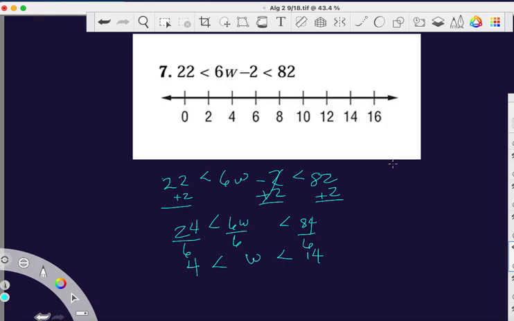Open or closed circles? Open. Open. Connect the dots. Sorry, it's not a pretty line. Good? Simple? This was easy stuff, wasn't it? Great.